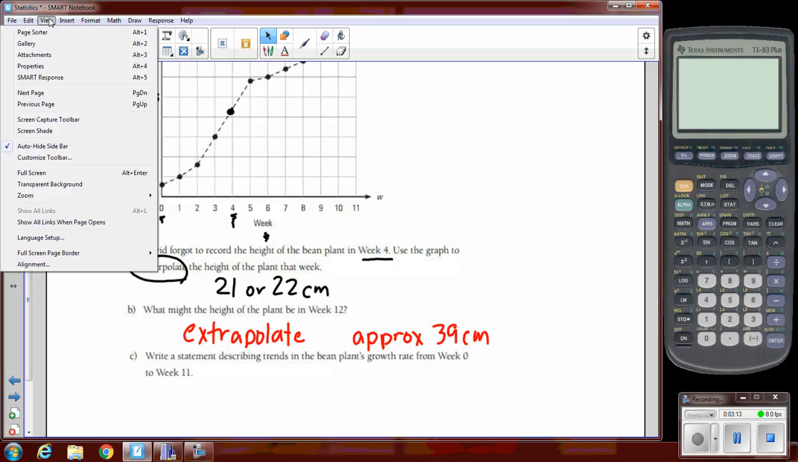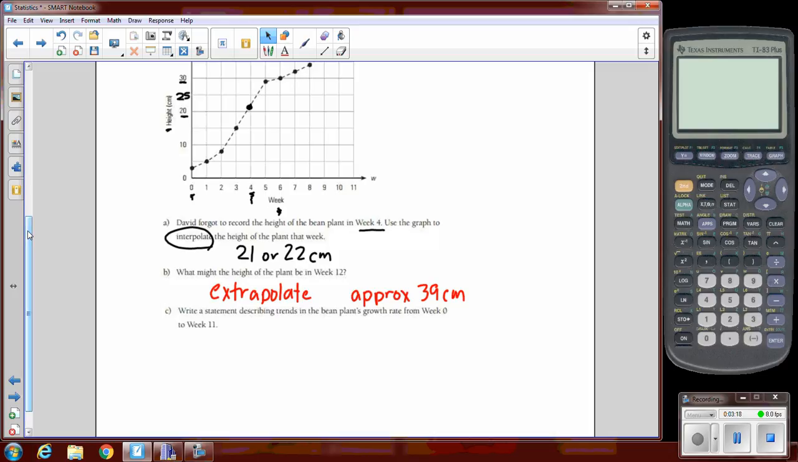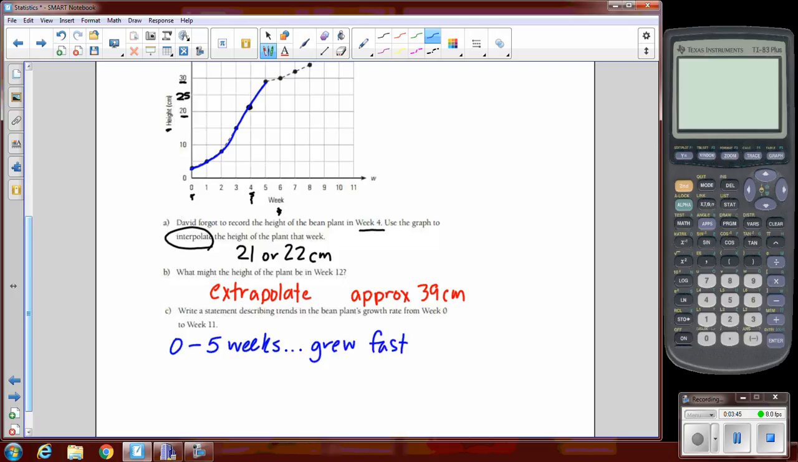So I'm just going to get it so we can see both of these on the same page. We've got the graph, and it's asking about the growth rate from 0 to 11. So we could take a look at what's actually happening within our graph. In this first part of the graph, you can see there's pretty fast growth all the way to about here. So if we were going to describe trends, from 0 to 5 weeks, what are we noticing? This bean plant grew the fastest. So here's the trend. It's growing really fast in those weeks.